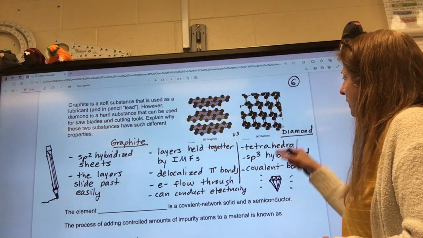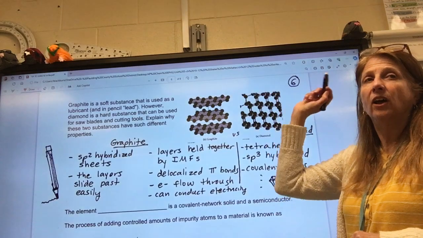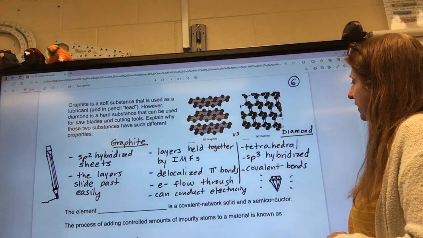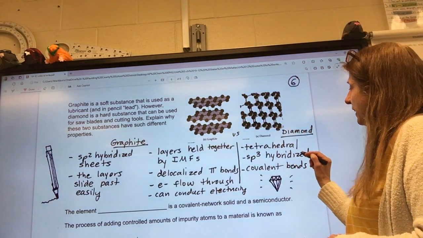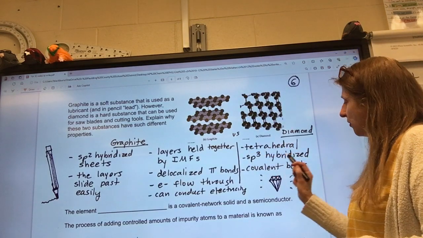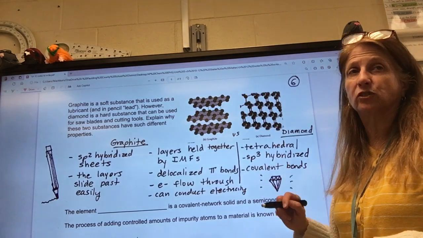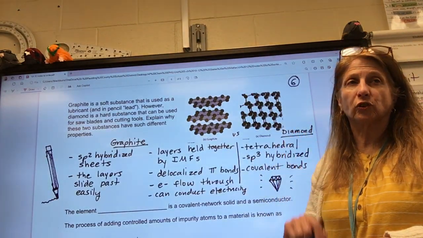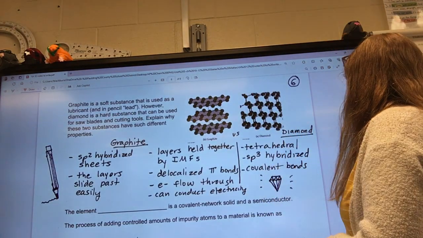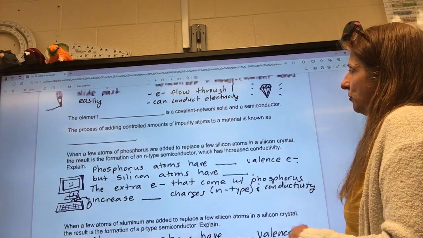So it can conduct electricity, but it does have resistance, okay? So for the diamond, each one of these are bonded with covalent bonds in a tetrahedral. So these are sp3 hybridized, 4 bonds. They're covalent bonds, and they're very strong. Diamond is extremely strong. It's covalent, but extremely strong. Okay? So don't let that confuse you.